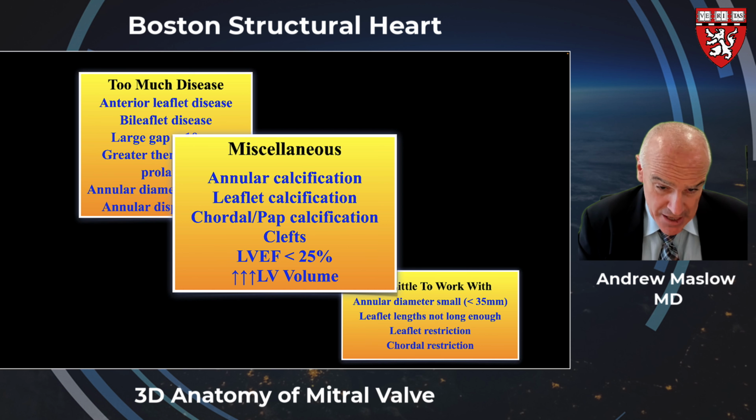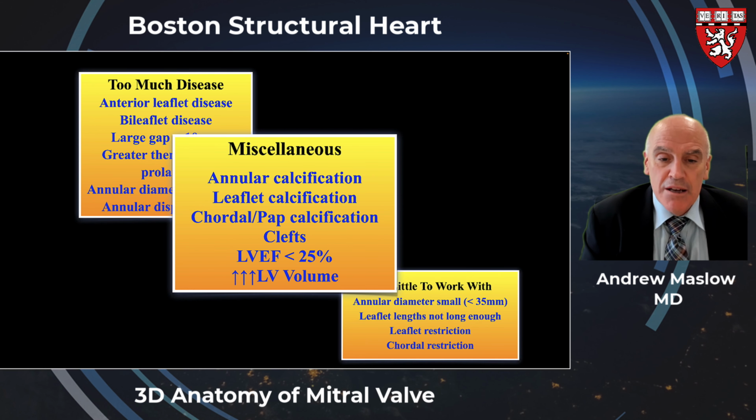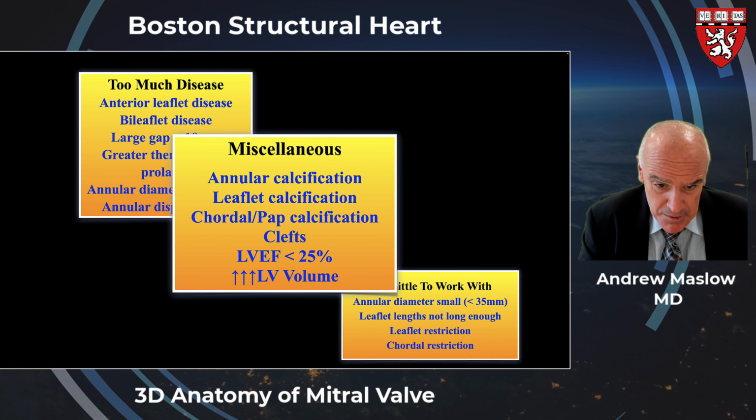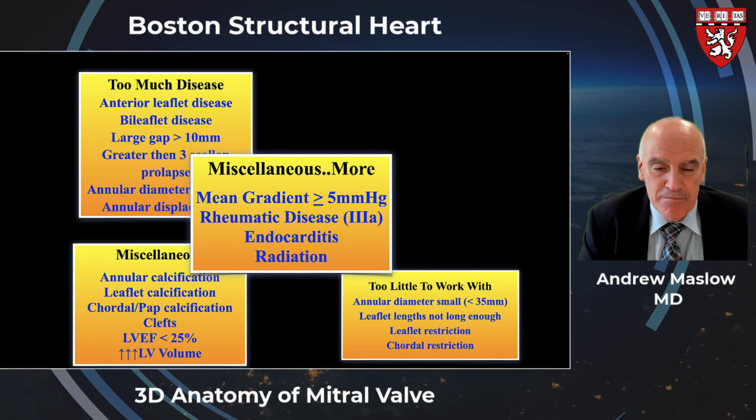Any kind of abnormality on the leaflets, calcifications on the leaflets, the annulus, chordae, papillary muscles make it difficult to repair, to capture leaflets, to suture the annulus. Clefts in the leaflets complicate the repair. Severe left ventricular dysfunction and very dilated ventricles are also more difficult to repair. Again, starting with a high gradient suggests that there might be mild stenosis to begin with.